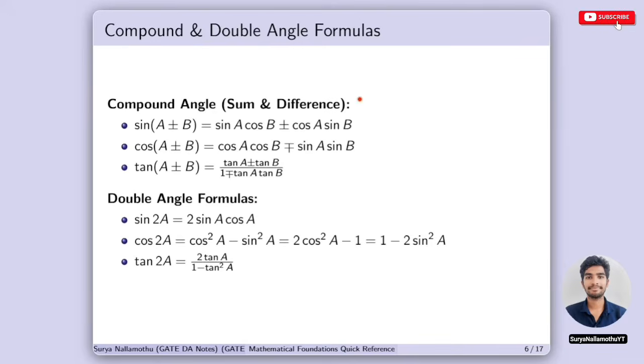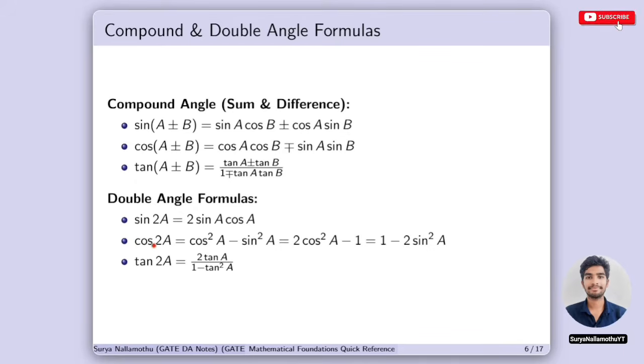Next one is compound angle. These formulas are very important. The compound angle formulas are sin of a plus or minus b is equal to sin a cos b plus or minus cos a sin b. Cos of a plus or minus b is equal to cos a cos b minus or plus sin a sin b. Tan of a plus or minus b is equal to tan a plus or minus tan b by 1 minus or plus tan a into tan b. For a plus b, tan a plus tan b by 1 minus tan a into tan b. That's why apply the plus and minus in the correct notations.